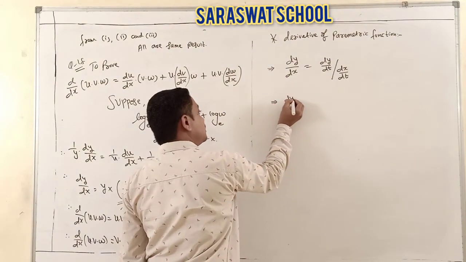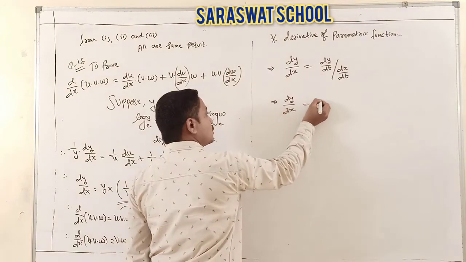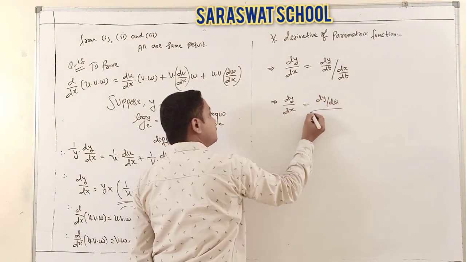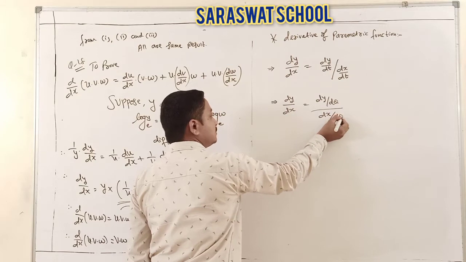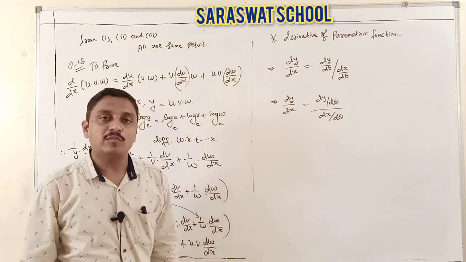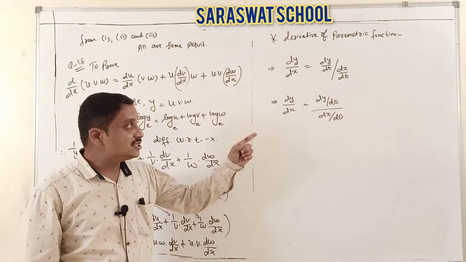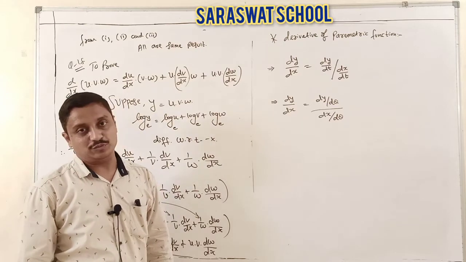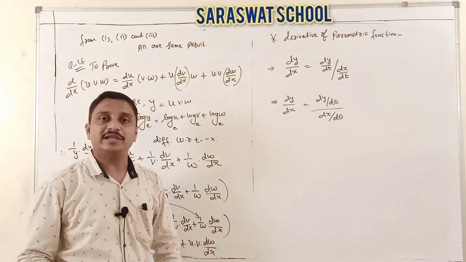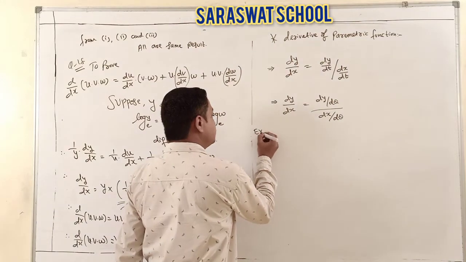Sometimes, students, the function is given in terms of theta. So you write dy by d theta upon dx by d theta. Theta is one of the parametric values. Don't worry, I will explain in detail. Example.